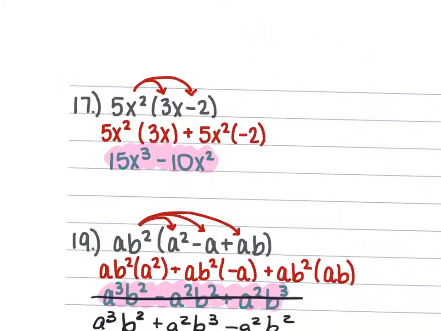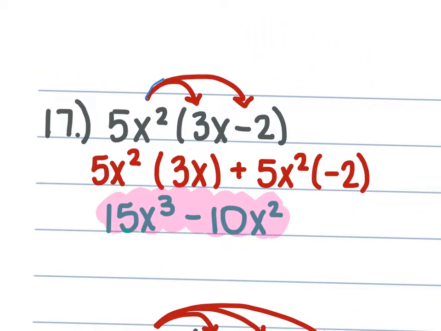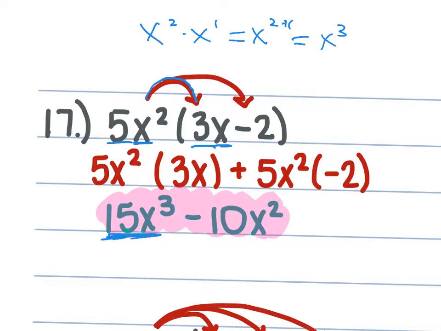So when we multiply, we're just distributing. Remember when we distribute, 5 times 3 gives me the 15. And the x squared times x, that's the same thing as x squared times x to the first, becomes x to the 2 plus 1, becomes x to the third power. That's where we get this 15x to the third power. We distribute the 15x times 5x squared times negative 2 gives me negative 10x squared.